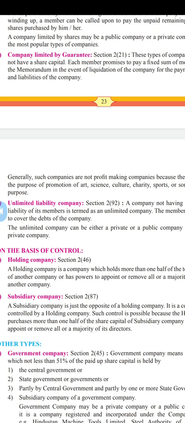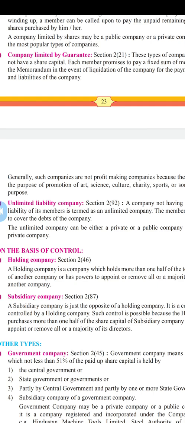For example, Hindustan Machine Tools Limited, HMT, Steel Authority of India Limited, that is SAIL, then Bharat Heavy Electricals Limited, Coal India Limited, then Oil and Natural Gas Corporation Limited are some examples of government company.